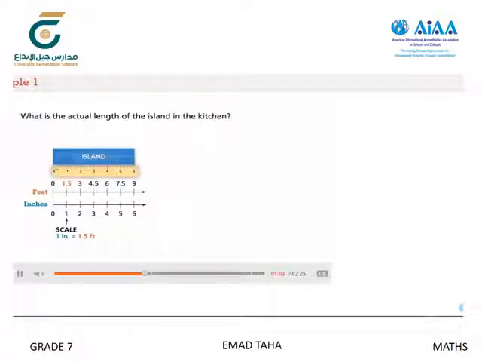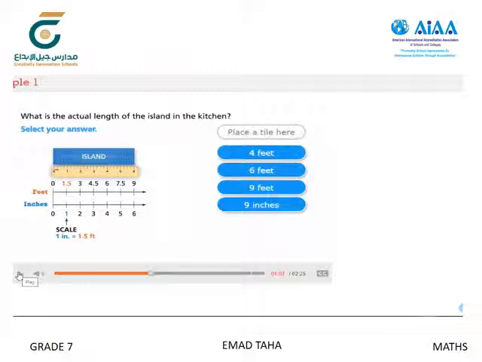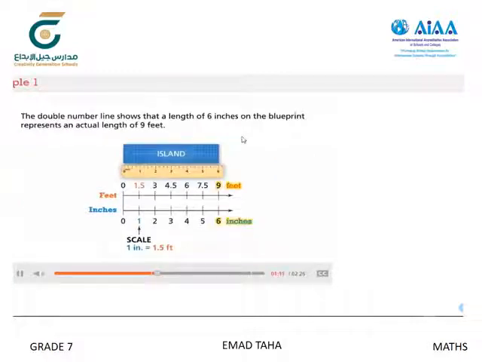As shown by the number lines, what is the actual length of the island in the kitchen? Select your answer. The double number line shows that a length of 6 inches on the blueprint represents an actual length of 9 feet.